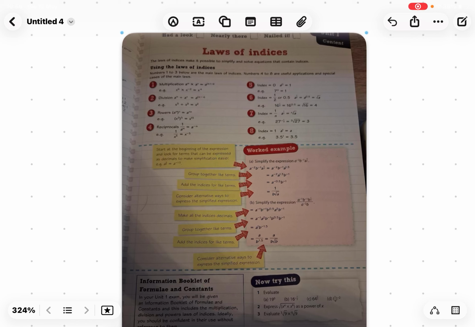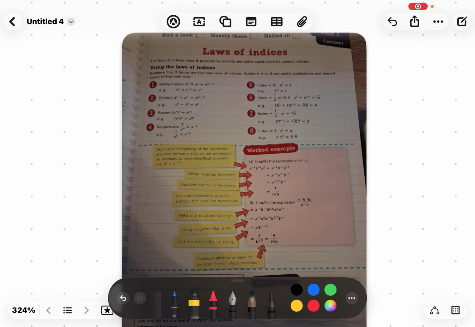Hello everyone. Today we're going to go through the booklet revision and just a quick flash forward. I won't go through all of them. I'll miss some topics and then talk about them after, because some of them I need to do more research about. But first of all, let's talk about laws of indices.